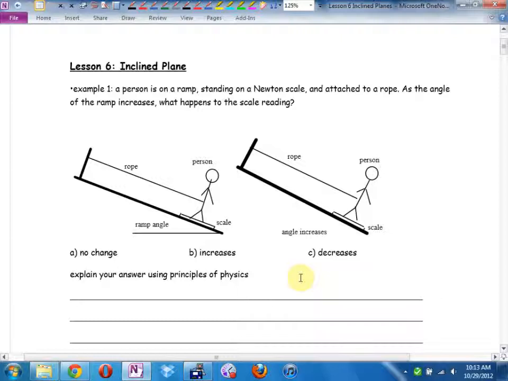Who says A, no change? No. Peer pressure there? Who says B, it increases? Who says C, it decreases? Who didn't bother? Oh, okay, sorry, I didn't see the hand there. It's going to come out. All right. So the consensus seems to be that. Convince me.